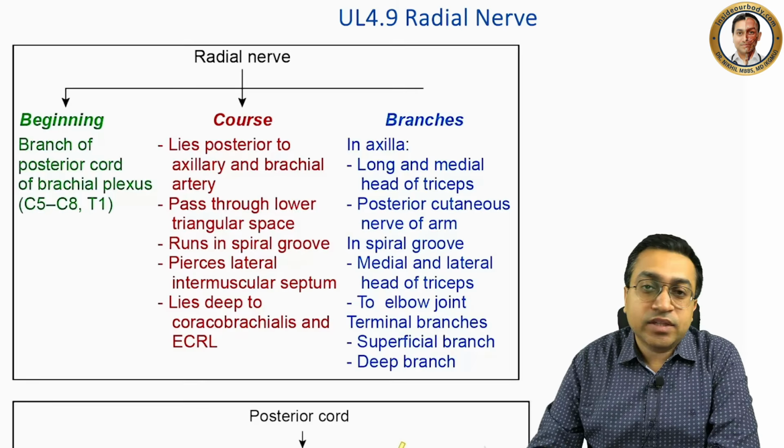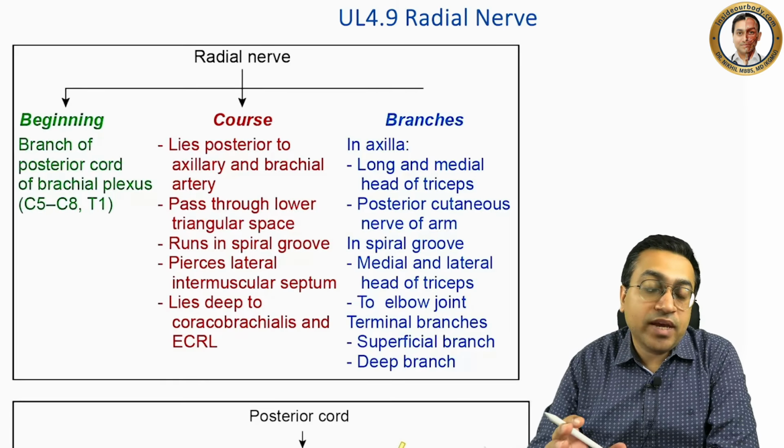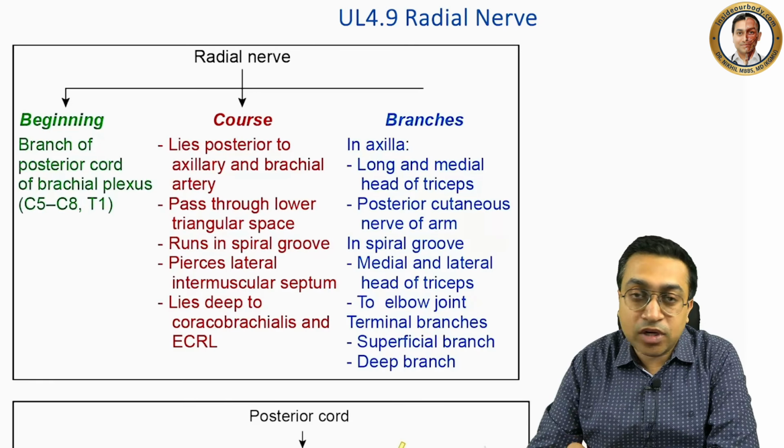And if you remember regarding the axillary nerve, I have already told you that the axillary nerve is supplying the deltoid muscle, right, and the axillary nerve has already been discussed in the posterior cord of brachial plexus.